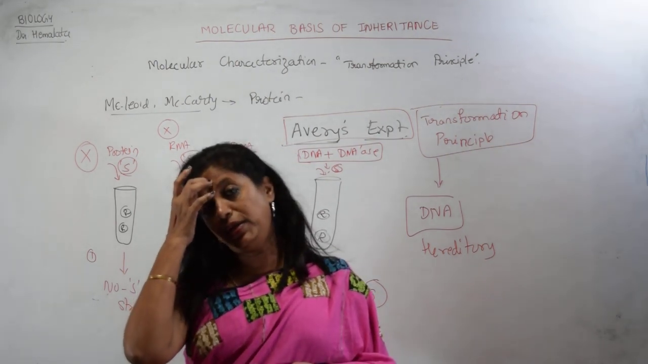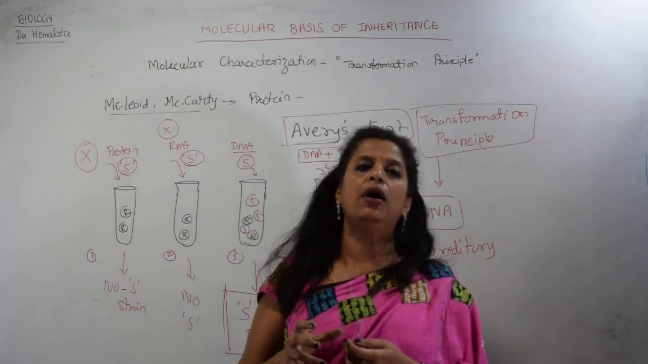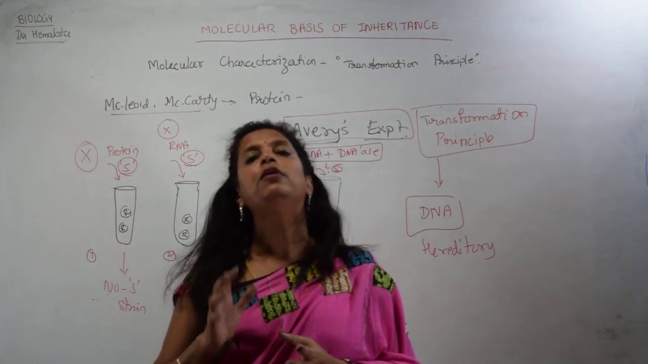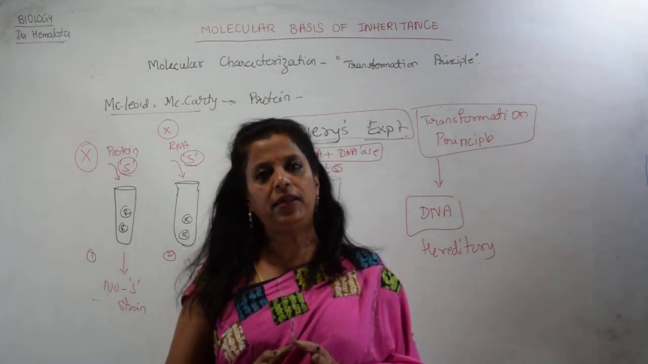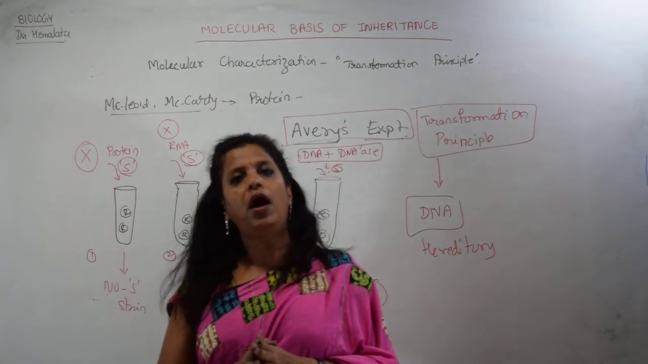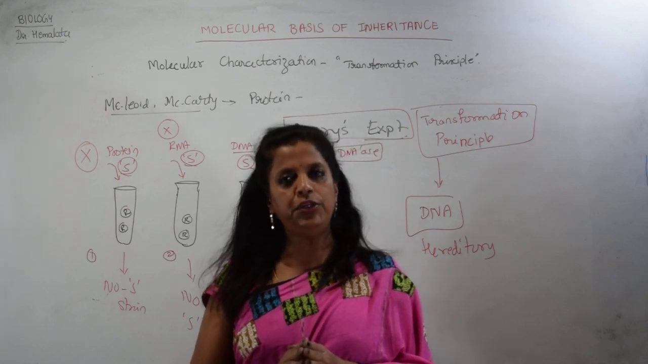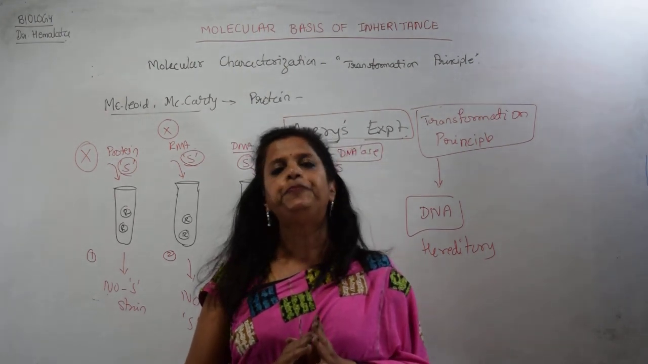They are always capsulated bacteria. Such capsulated bacteria are normally harmful, right? Therefore, when S strain bacteria was injected into the mouse, it developed pneumonia and was killed. Mice were killed because of pneumonia by injecting the S strain bacteria.